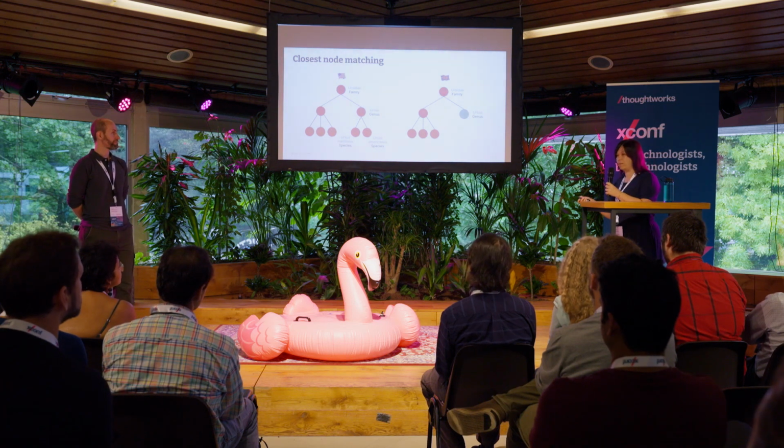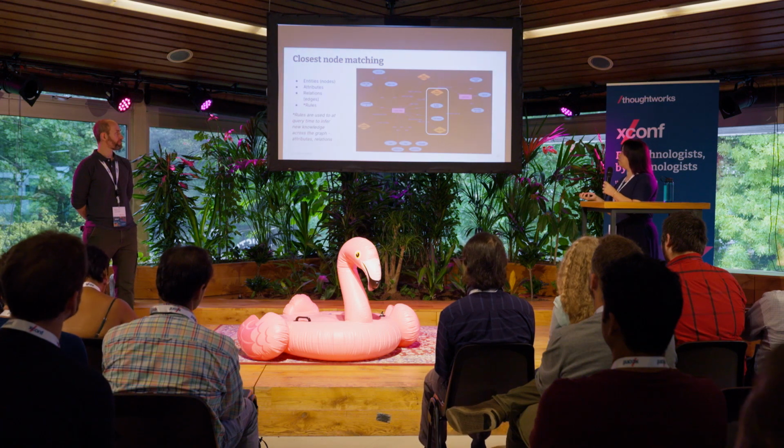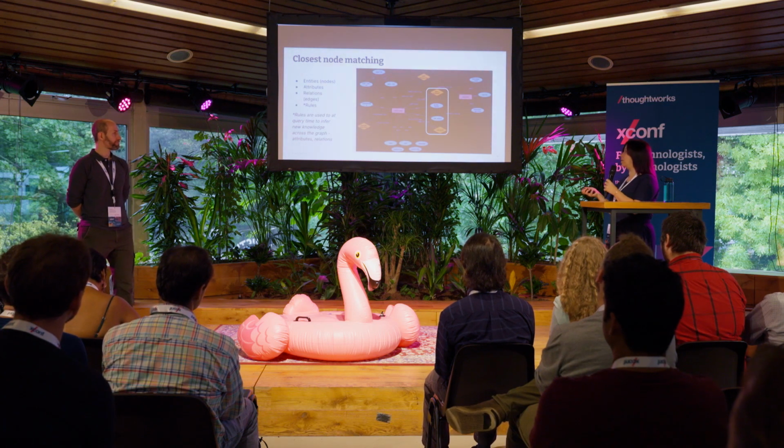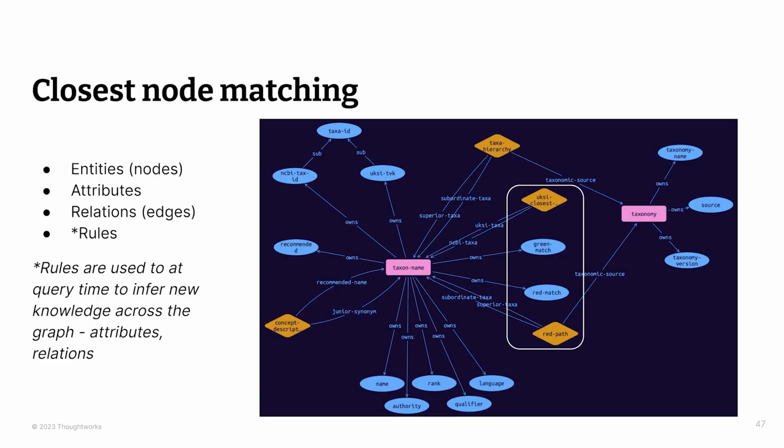And to do closest node matching, you can basically use rules. So back to our schema where you have the entities, the attributes, and the relationships, within the schema you can also write rules. And these rules are then used at query time to infer new knowledge across the graph. The rules can be used to create new attributes or new relationships, but these only exist at query time, so they're not written back into the database.